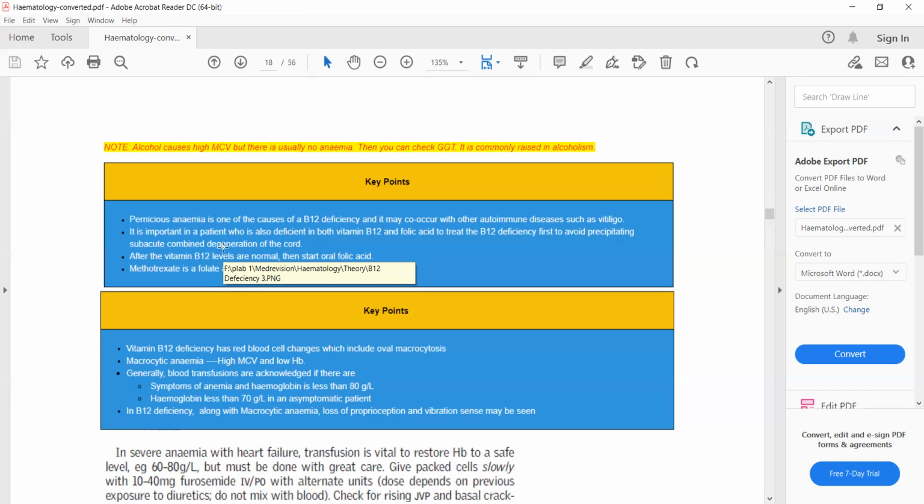So alcohol causes high MCV, but usually there is no anemia. So microcytosis with normal HB, there are two diagnoses. One is thalassemia and one is polycythemia rubra vera. And macrocytosis with no anemia, you will think about usually alcohol. And how will you confirm your diagnosis? If this is the case, you will check GGT, gamma glutamyl transferase, and it will be raised in alcoholism.